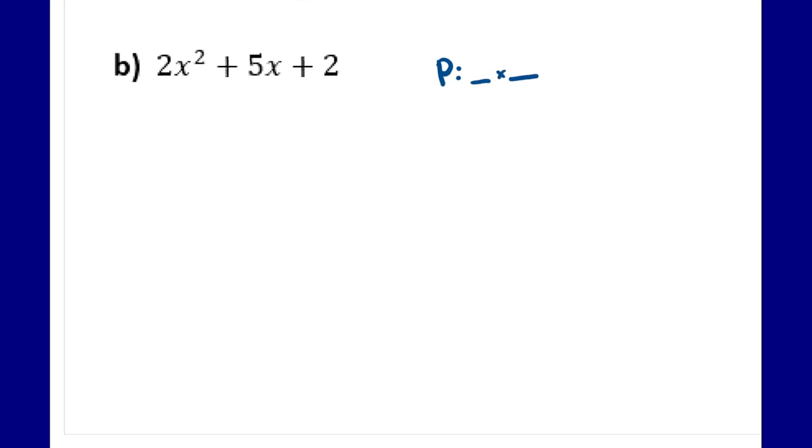So two numbers that multiply 2 times 2. Right, the first number times the last number, a times c, or 4. And the two numbers that multiply to 4, they also have to add to 5. So what two numbers multiply to 4 and add to 5? Well, it's a little bit easy.